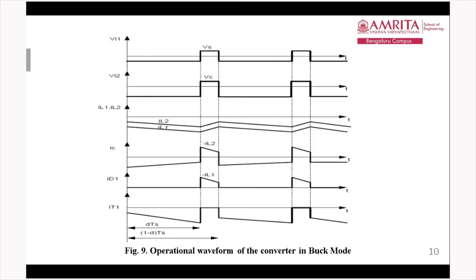So this is the operation waveform of the converter in buck mode. The voltage across inductor L1 will be Vs, and the voltage across inductor L2 will be Vc. We can see the decreasing nature of inductor currents L1 and L2 when the switch is off, and they increase when the switch is on. The current through the capacitor is minus L2, the current through the diode is minus L1, and the current through T1 is the difference between L1 and L2.